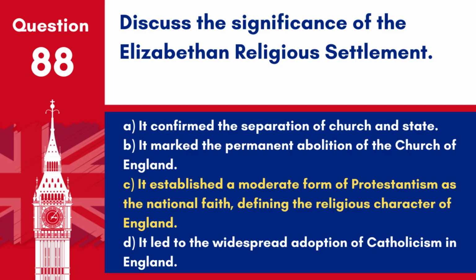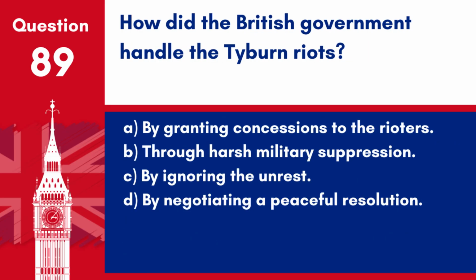Answer: C. It established a moderate form of Protestantism as the national faith, defining the religious character of England. The Elizabethan religious settlement, crafted by Queen Elizabeth I, aimed to unify the country religiously by finding a middle ground between radical Protestantism and Roman Catholicism. Question 89. How did the British government handle the Tyburn riots?